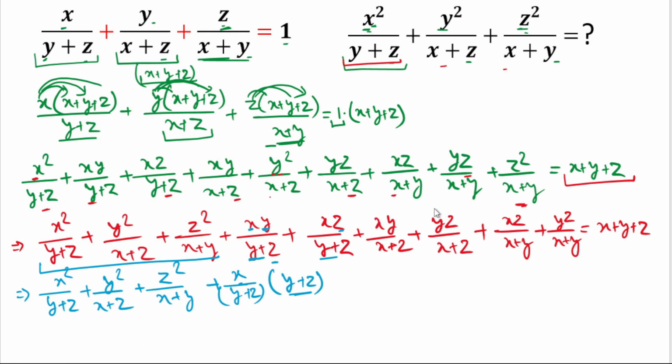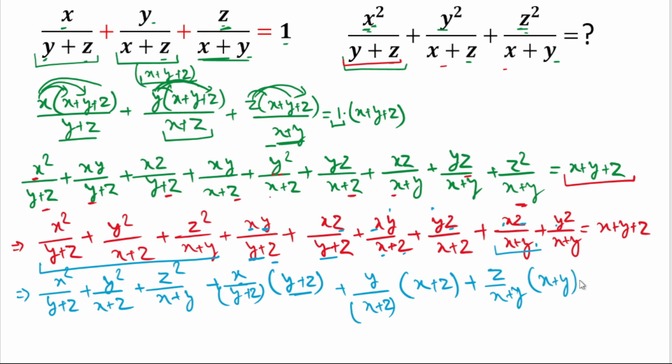So likewise, from these two terms we can take y common, y in the numerator, and in the denominator x plus z. So we'll write plus, from these two terms y over x plus z common, and the remaining will be x plus z. Plus, now from these two terms we can take z from the numerator and x plus y from the denominator, so z over x plus y. So in the numerator there will be x plus y, that is equal to x plus y plus z.